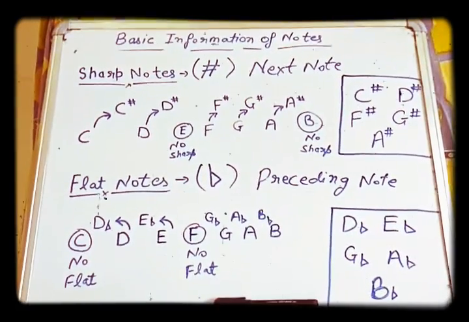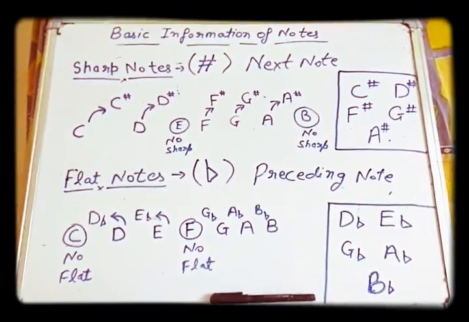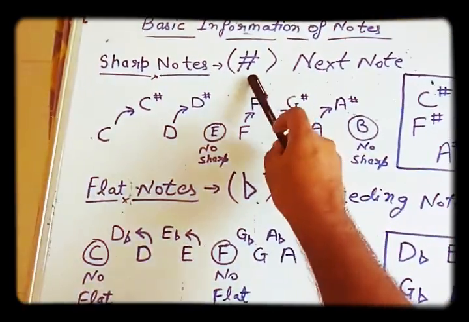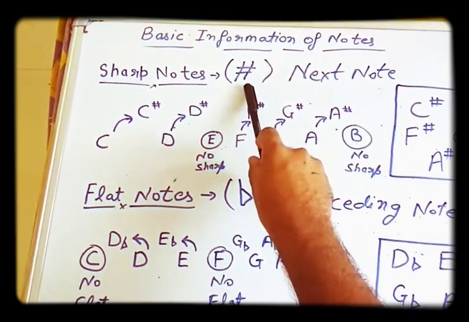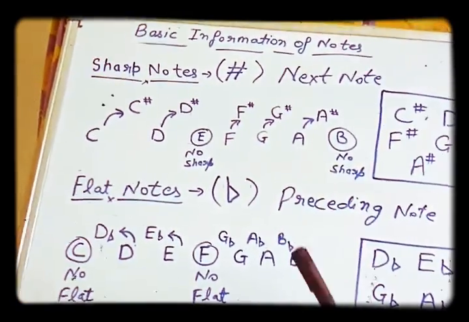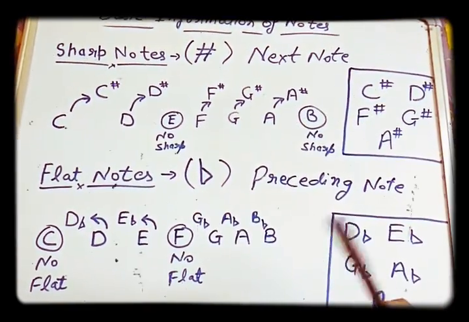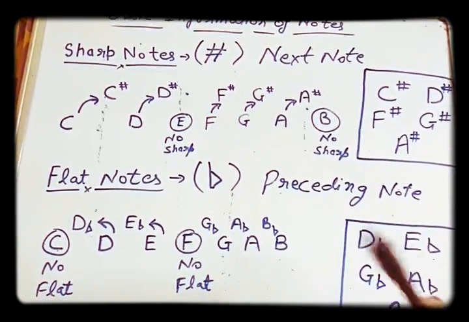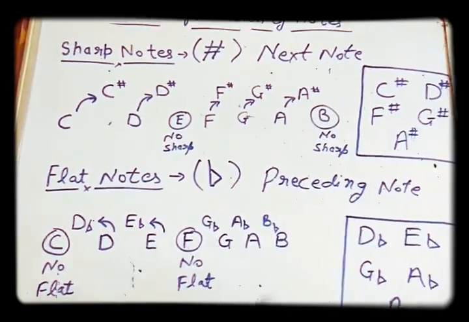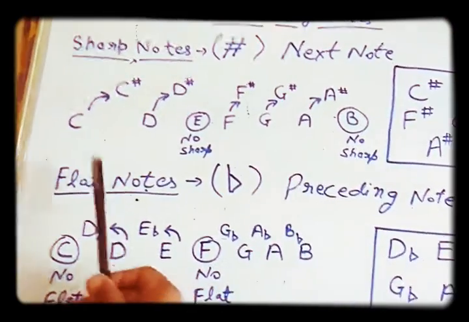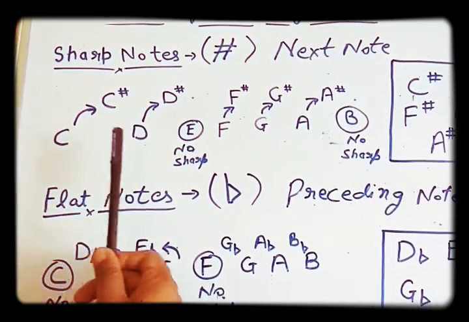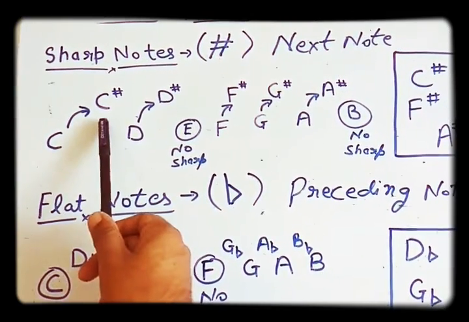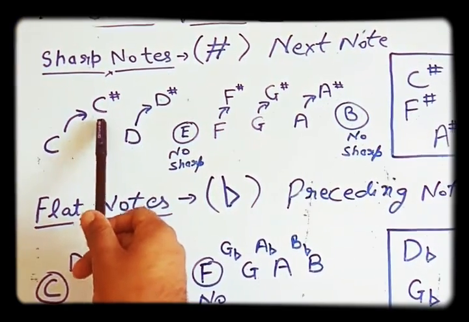So as you can all see, the sharp notes are represented by the hash sign. This is the hash sign, and sharp means the next note. It means raising the pitch by one semitone. Semitone means half step. If you jump from C note to D note, there is one note between the two notes.